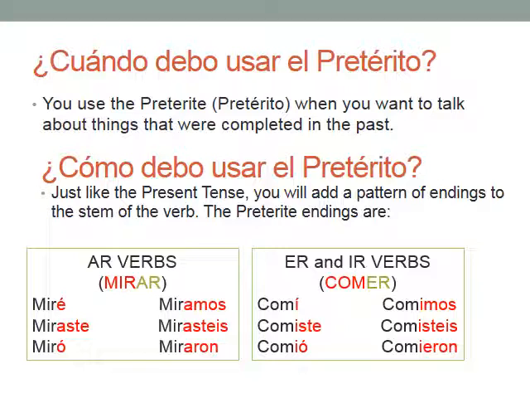So yo comí, I ate. Tú comiste, you ate. Él, ella, usted comió, he or she or you ate. Nosotros comimos, we ate. Vosotros comistes, you all ate. And ellos comieron or ellas comieron or ustedes comieron, they ate or you all ate. Let's keep moving.